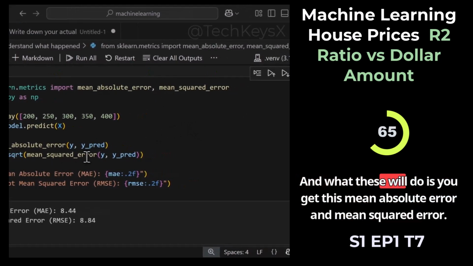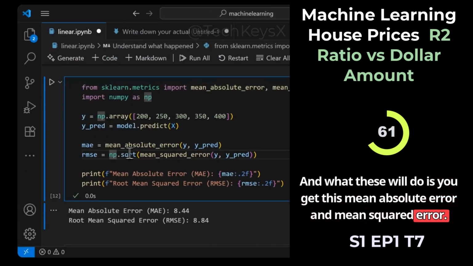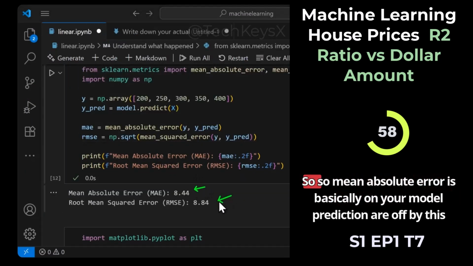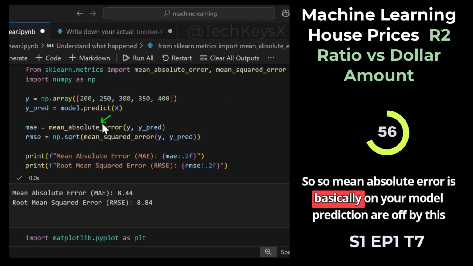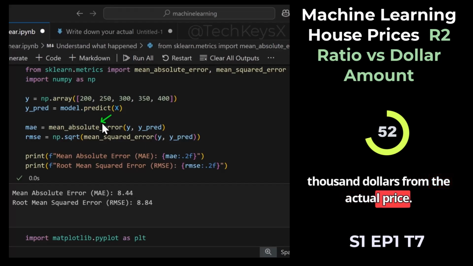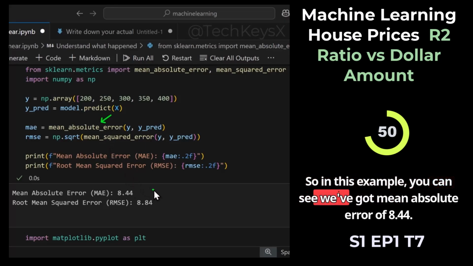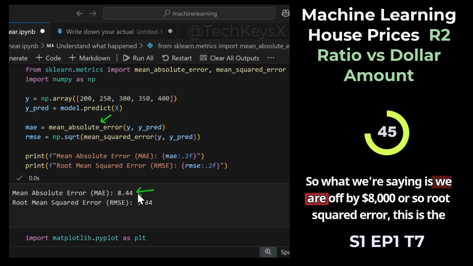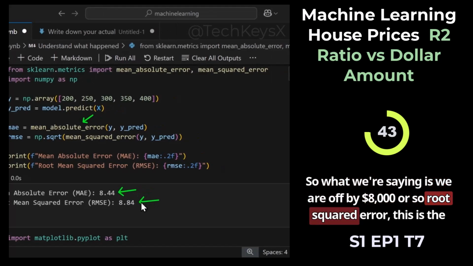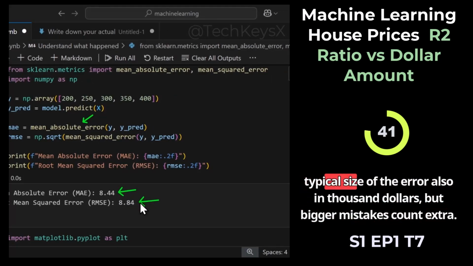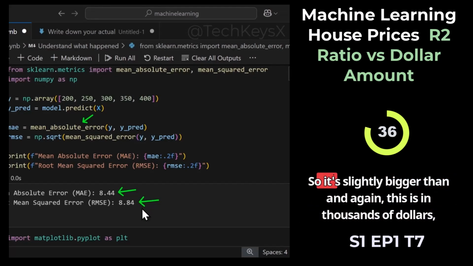What these will do is give you the mean absolute error and mean squared error, and the figures are pretty close over here. Mean absolute error is basically how far your model's predictions are off from the actual price, in thousands of dollars. In this example, we've got a mean absolute error of 8.44, so we are off by $8,000 or so. Root squared error is the typical size of the error, also in $1,000, but bigger mistakes count extra. So it's slightly bigger, and again, this is in thousands of dollars.